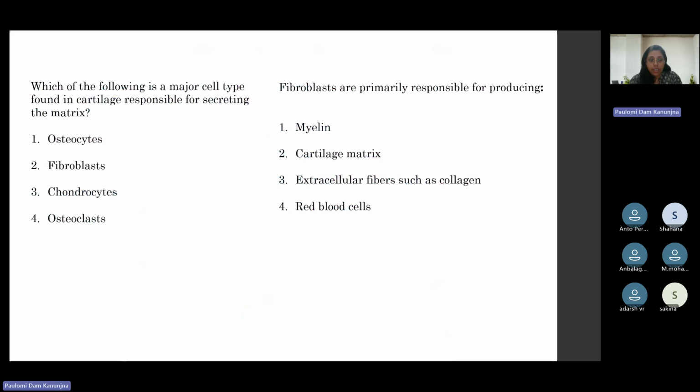Okay. Now let's move on to the next type of questions that you will also encounter in this part. A lot of names on the slides, and let's try to see which ones are what. The questions are, which one of the following is a major cell type found in cartilage, responsible for secreting the matrix? Matrix is basically the surrounding substance. So which of these cells does that? And the next one is, fibroblasts are primarily responsible for producing what? Which of these is produced by fibroblasts?